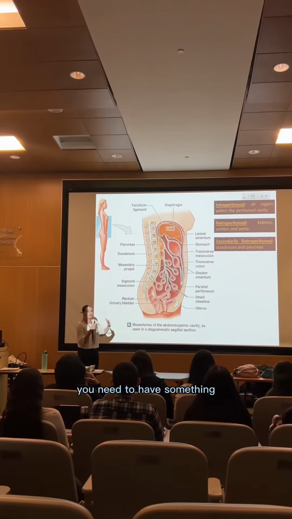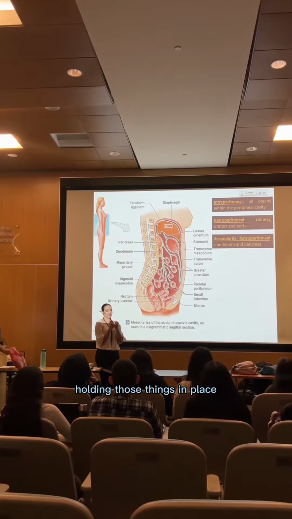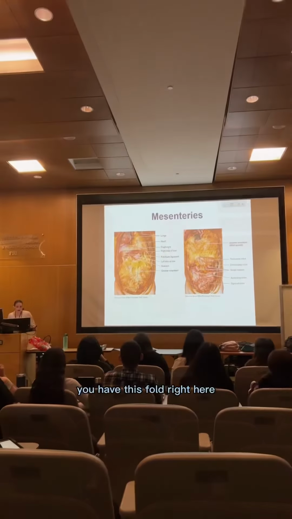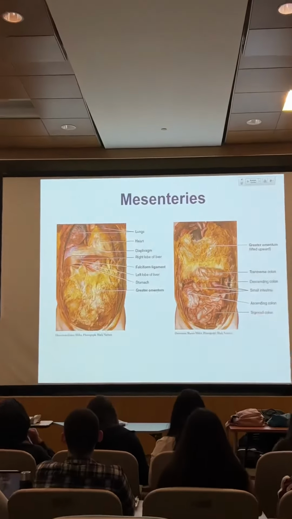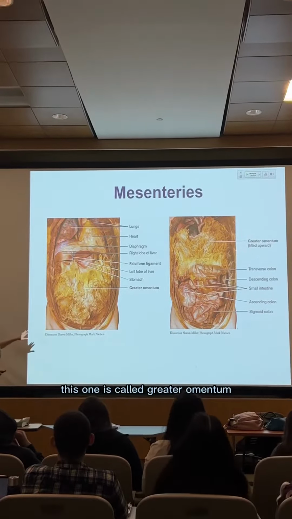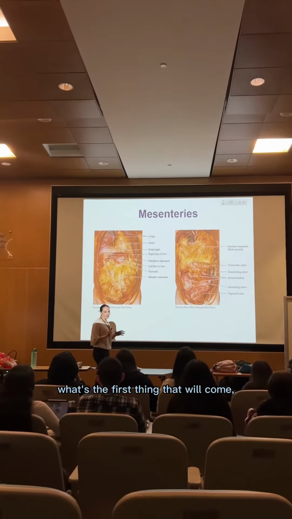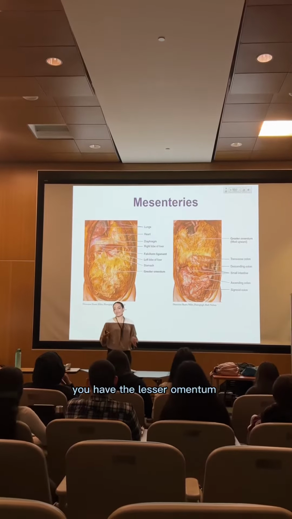If this is a big sac, you need to have something holding those things in place. And those are the mesenteries that you really, really need to know. You have this fold right here. And we are looking at this in the lab. This is what we call greater omentum. If you have the greater omentum, what's the first thing that should come to your mind? You have the lesser omentum.